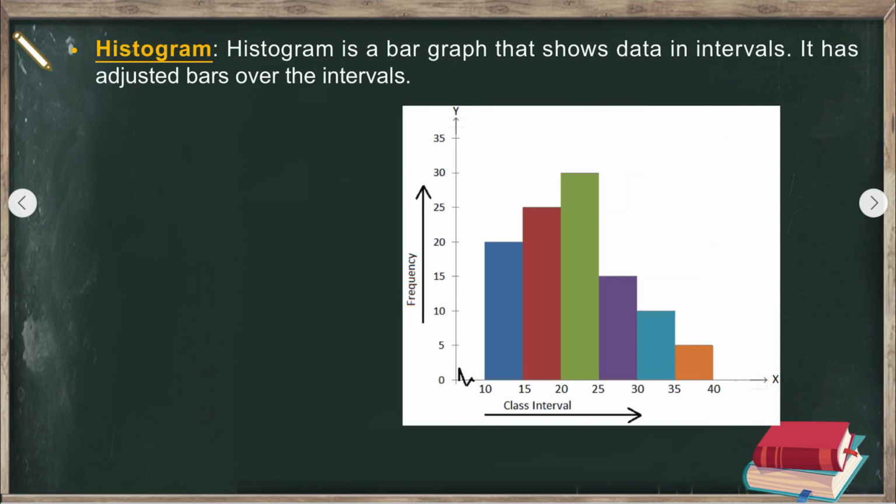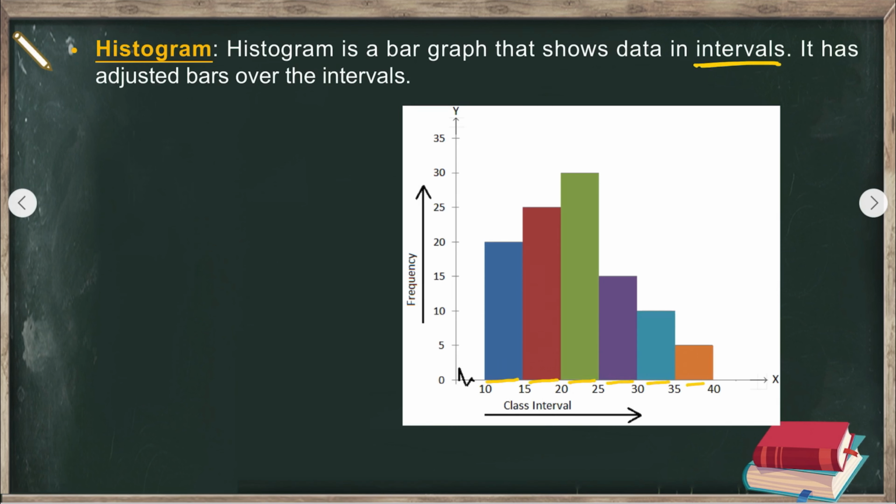Next we have the histogram. A histogram is very much similar to the bar graph, but the difference is that in a bar graph we draw bars for different quantities or data, but in a histogram we represent the intervals. Like here we have 10 to 15, then 15 to 20, 20 to 25, 25 to 30, 30 to 35, and 35 to 40. Histograms are always represented for intervals.